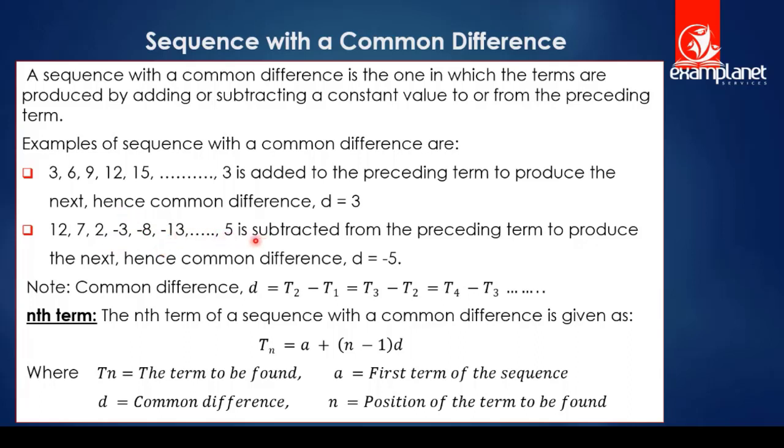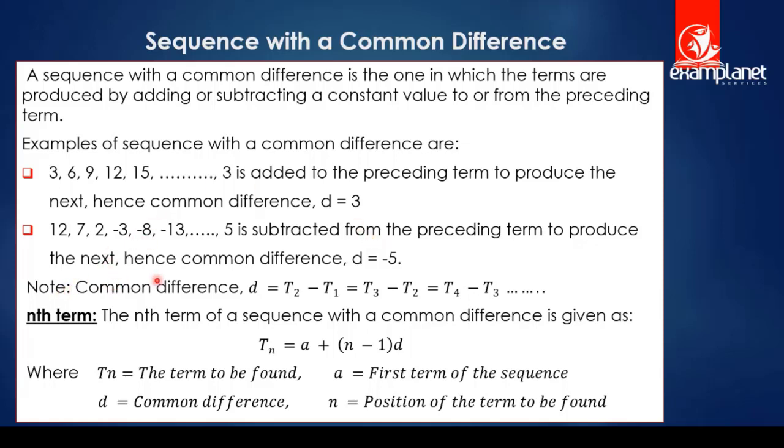So 5 is subtracted from the preceding term to produce the next. Hence, our common difference will be minus 5. So when you are adding to produce the term, the common difference will be positive. If you are subtracting to produce the terms, the common difference will be negative. Just take note of that.